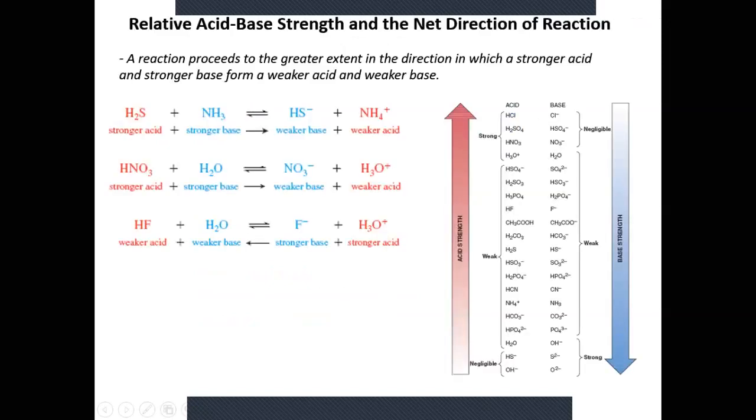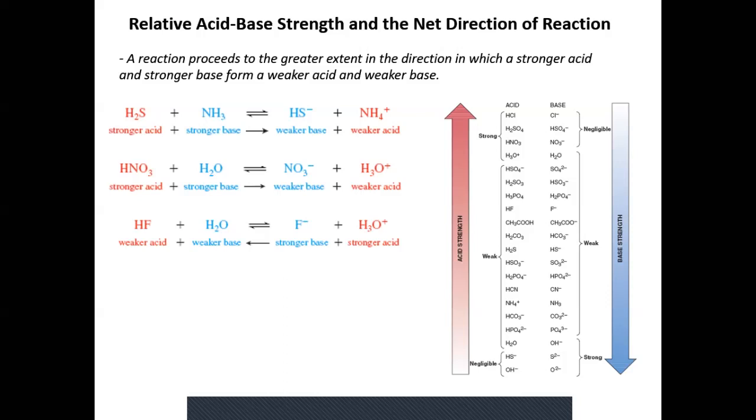So now I want to talk about how we know the net direction of an acid-base reaction. This is based on the strength of the acids and the strength of the bases. The way you know which way the net direction of the reaction is going to be is based on which side has a stronger acid and stronger base. On this screen, you can see that we have a chart. It shows you the stronger acids and stronger bases.